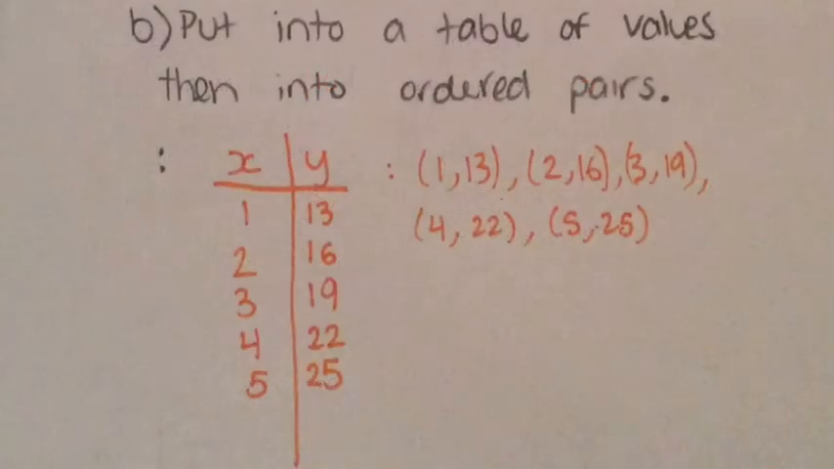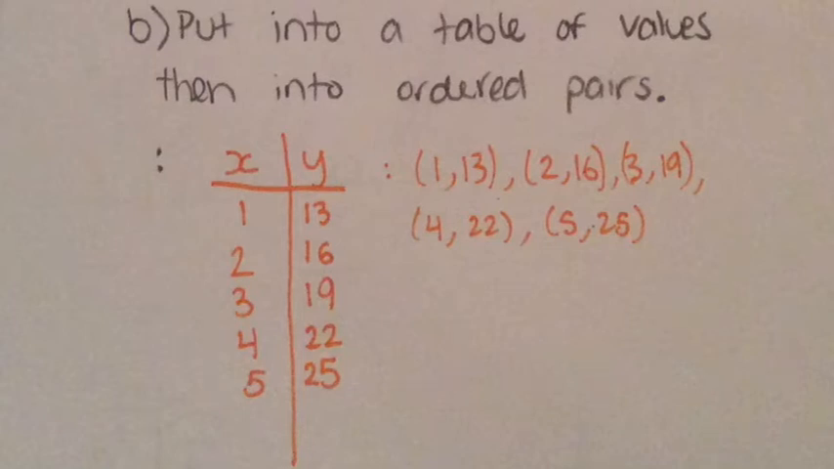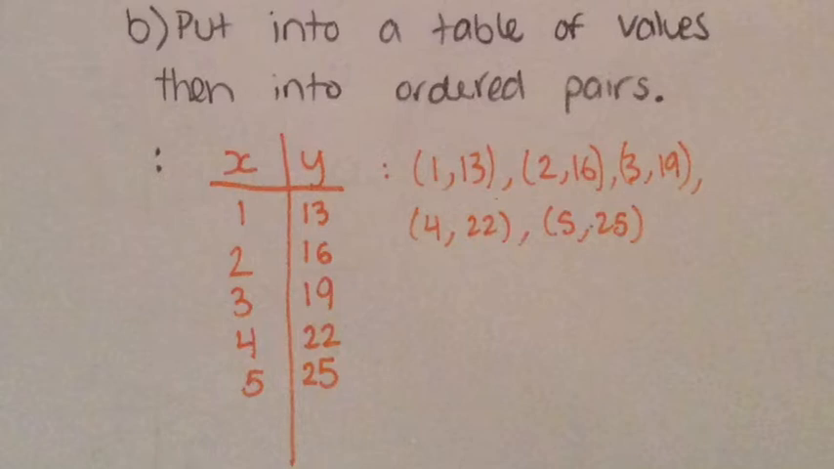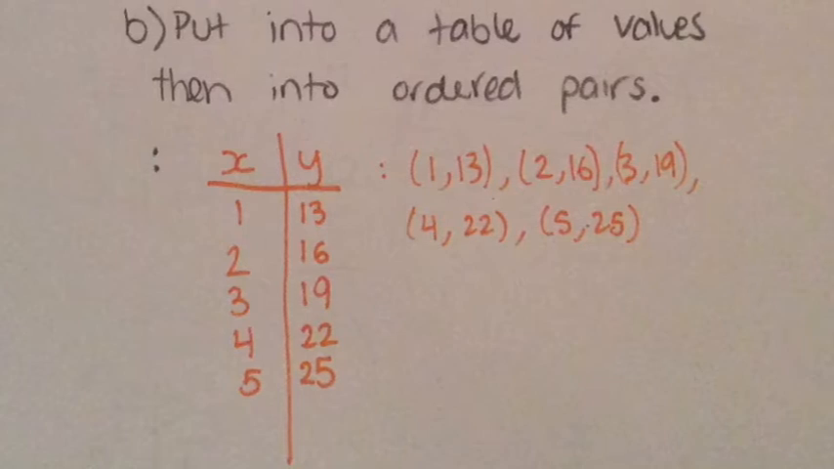Let's go over our second question, to put it into a table of values, then into ordered pairs. First, look at your equation, y equals 3x plus 10. This will help you figure out your table of values. X is our independent. It's the number of items she sells. And y is our dependent. It's how much money she makes.